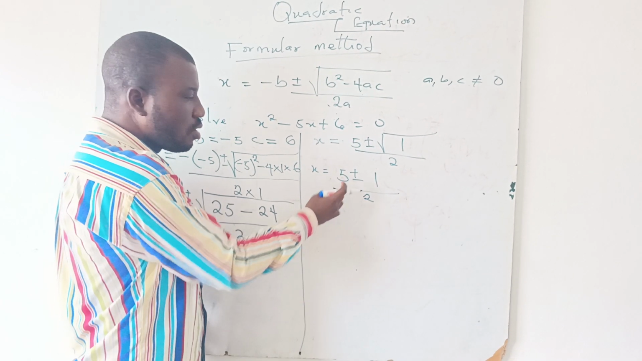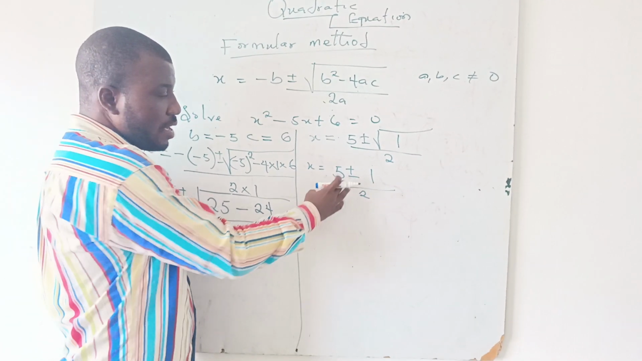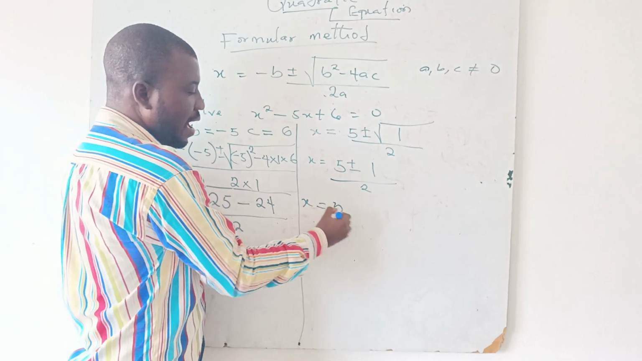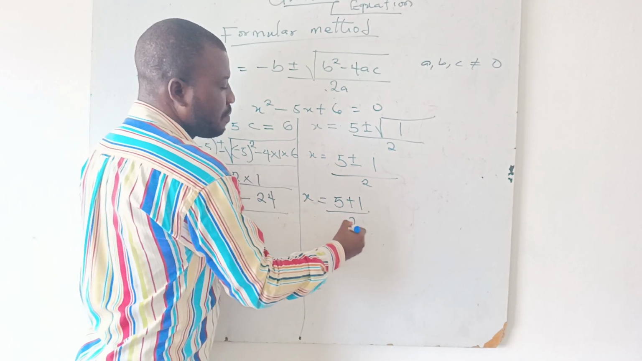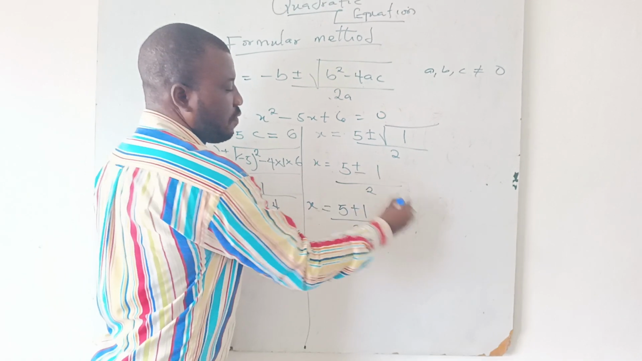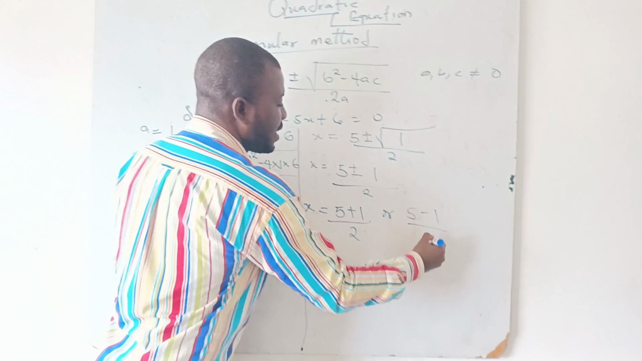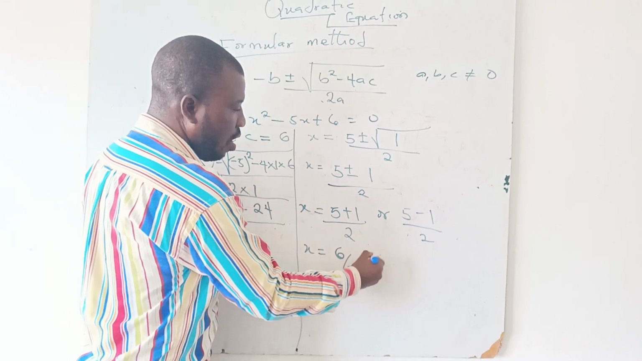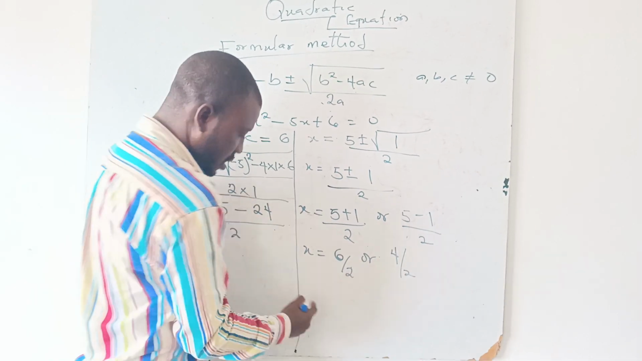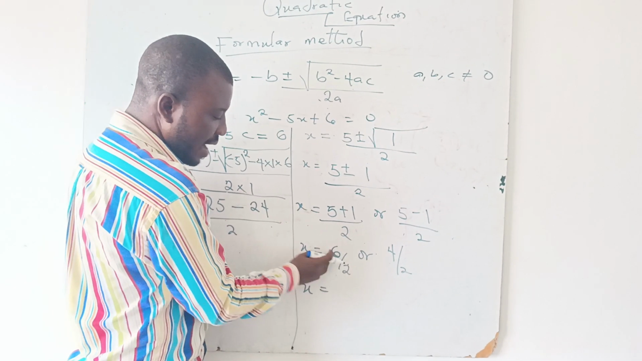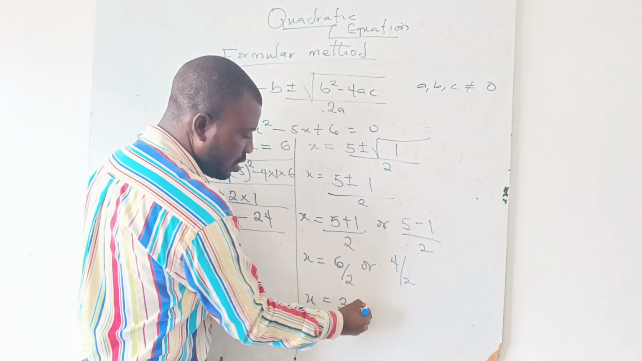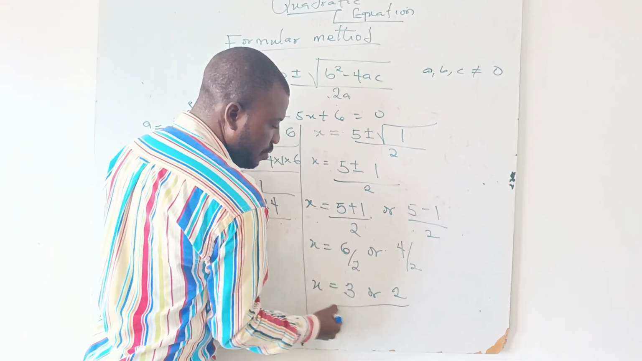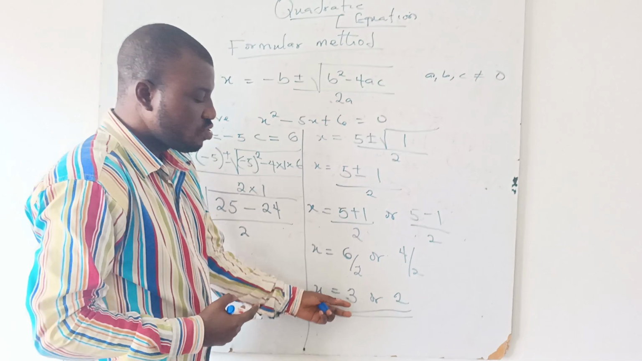Now, we've gotten to where we are going to use our plus and minus. So when you get to this point, you break down the plus and the minus. This means 5 plus 1 divided by 2, or 5 minus 1 divided by 2. So x will be 6 over 2 or 4 over 2. And 6 divided by 2 will give you 3, or 4 divided by 2 will give you 2. So now you've been able to get your value of x, which is 3 or 2.